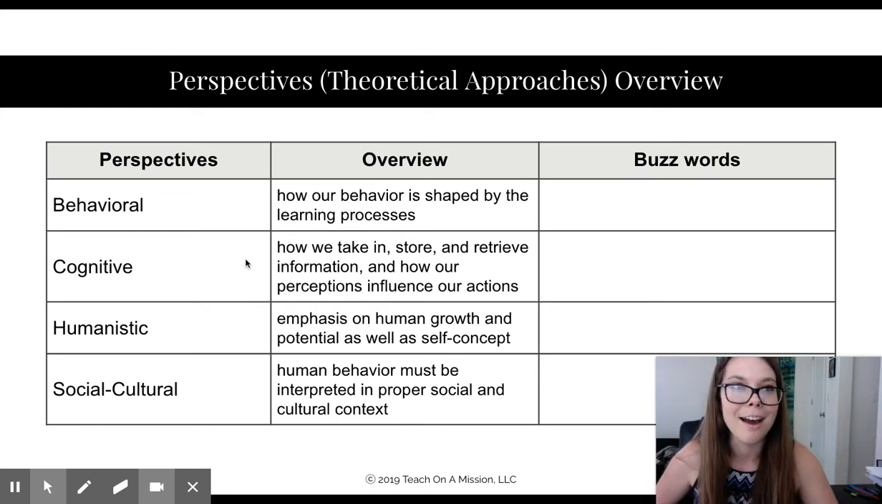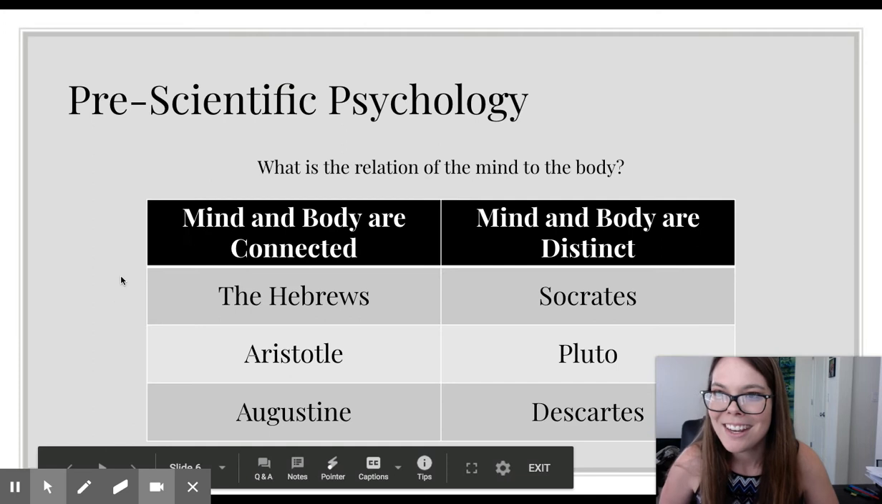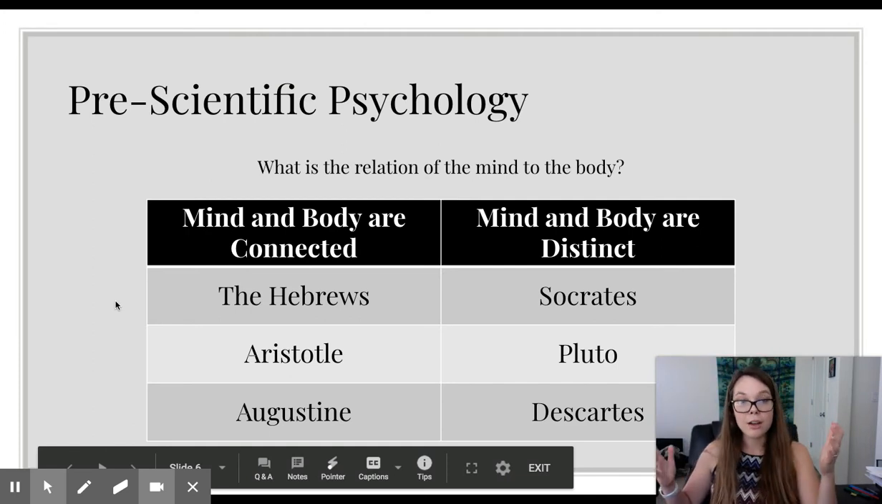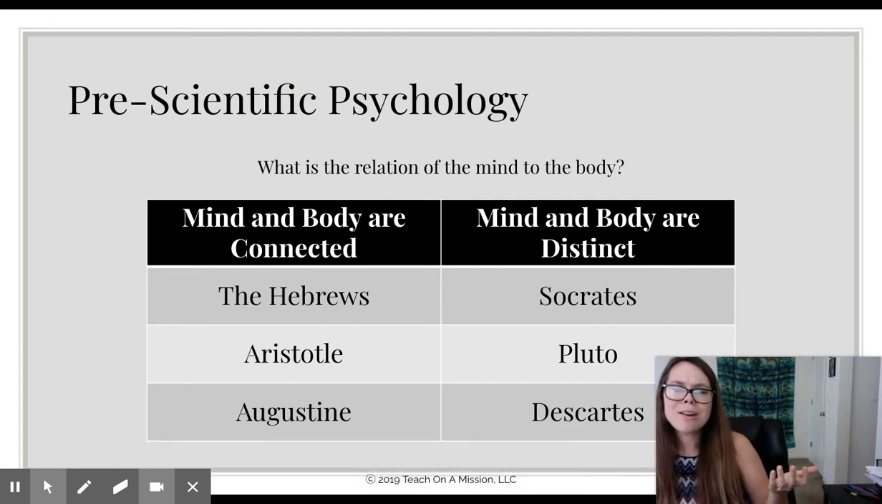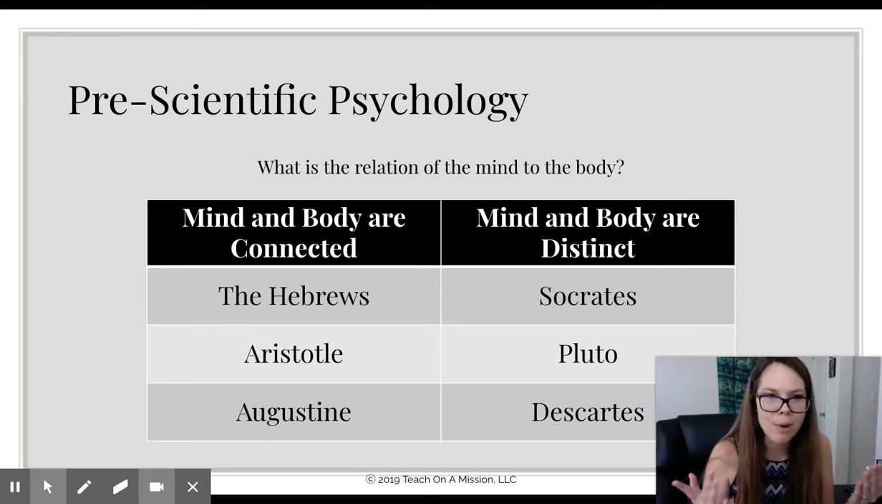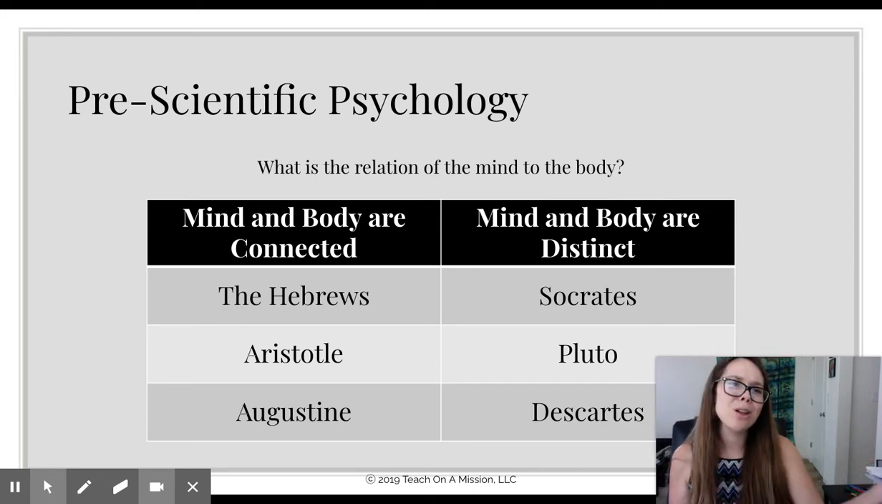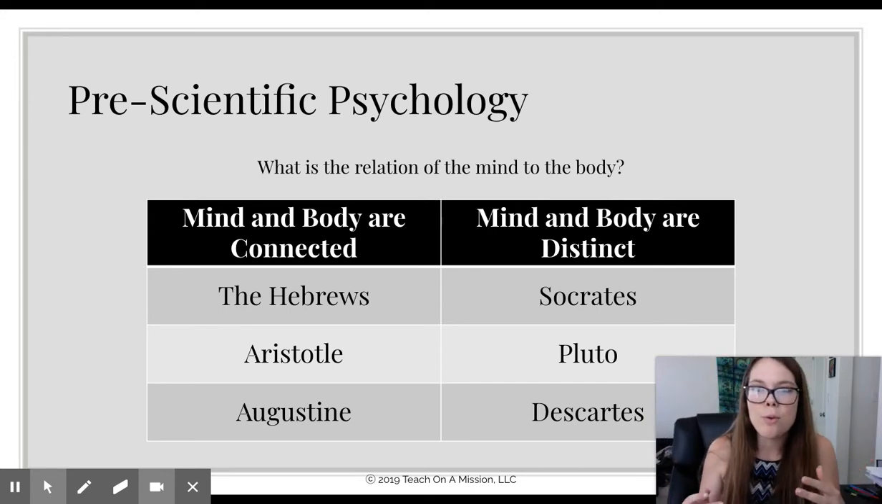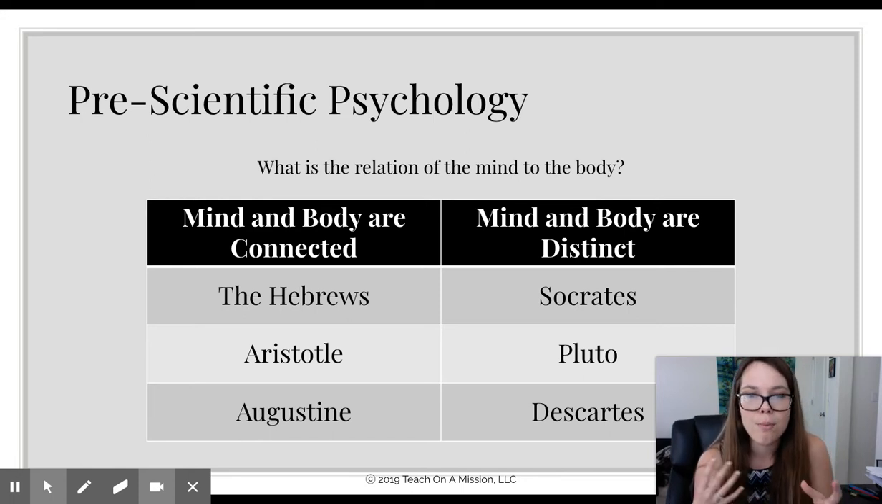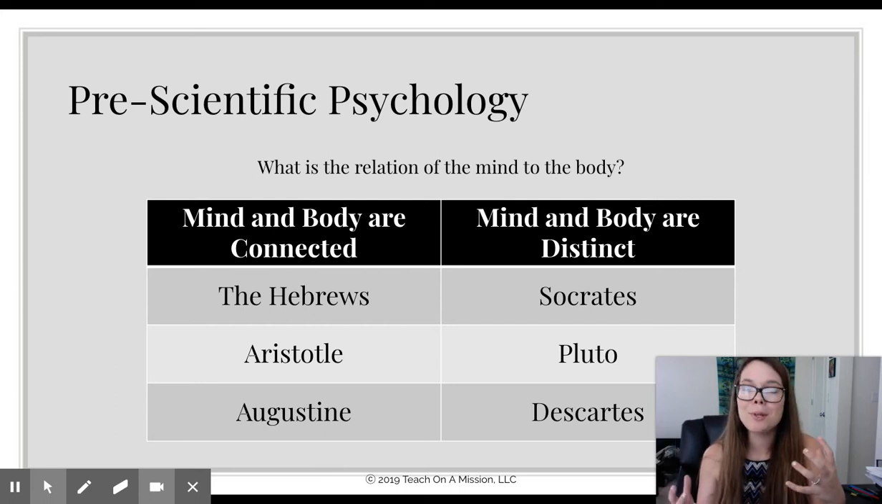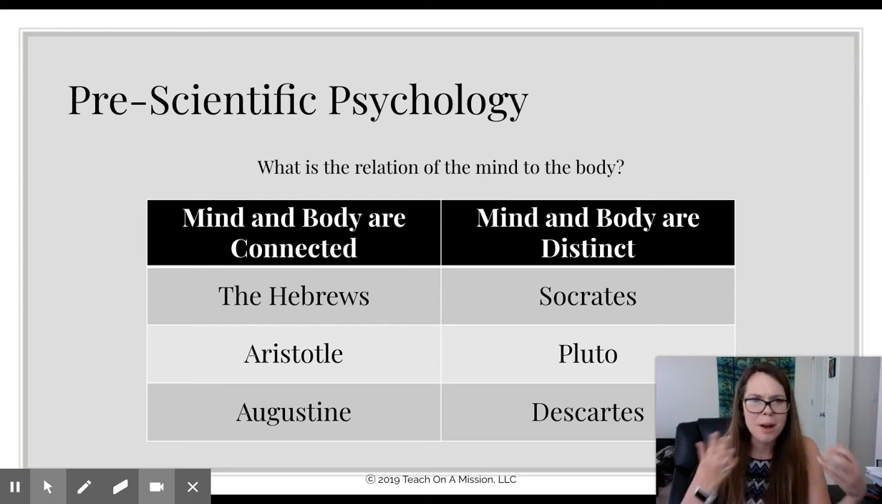Okay. All right. Hope you're hanging in there. Next up. So just a little background on the history of psychology. Where did this relation of the mind and the body come from? So back long ago, people were already starting to think about how the mind and body are connected or apart. Aristotle was one for saying that the mind and the body are connected.